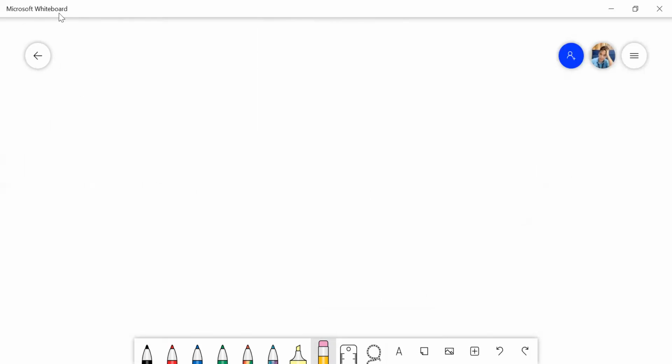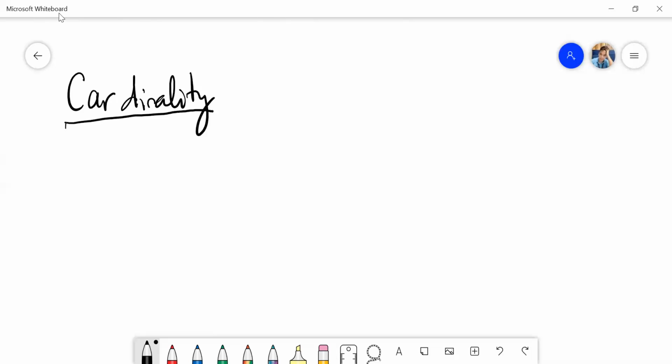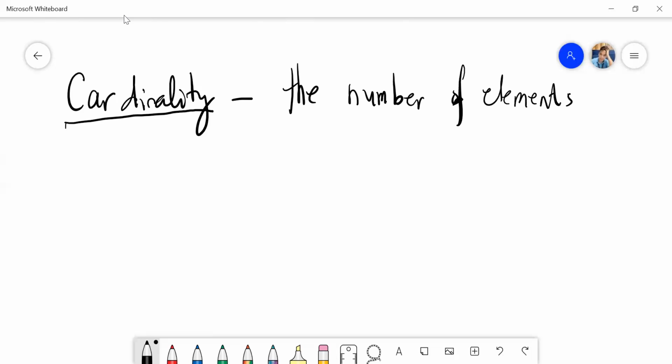Now, how about this thing here, cardinality? Cardinality is defined as the number of elements in the set. So when we say the number of elements, when we say elements, it's actually unique elements.